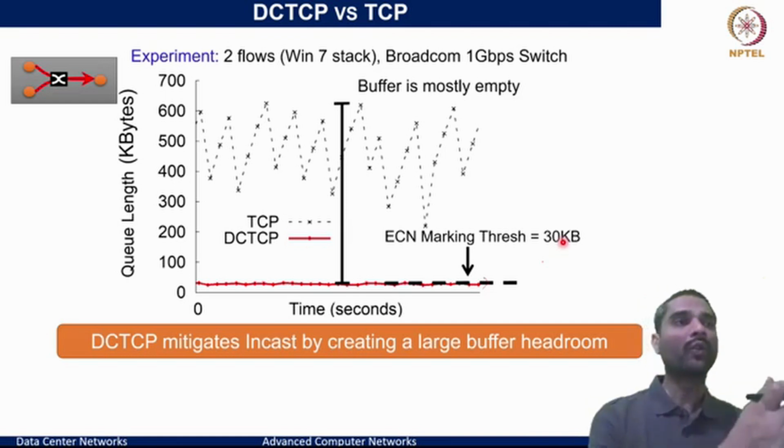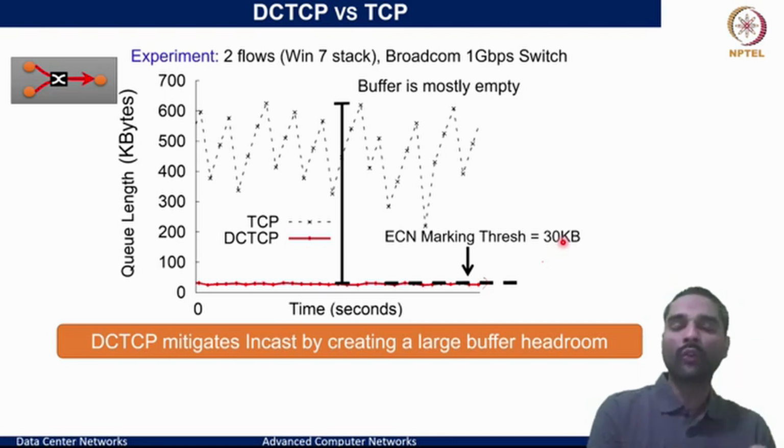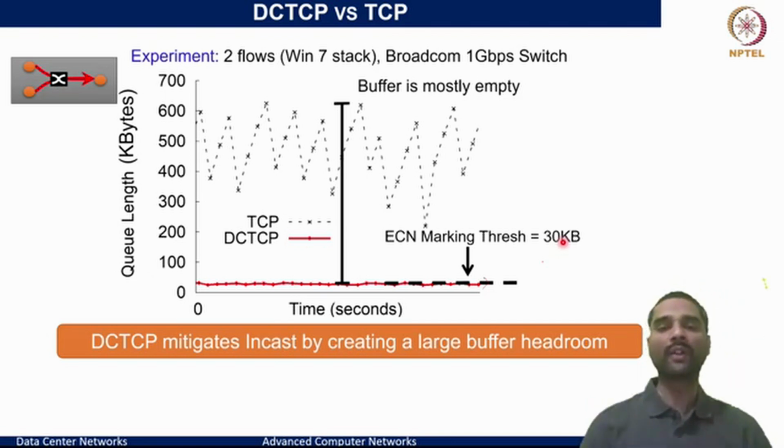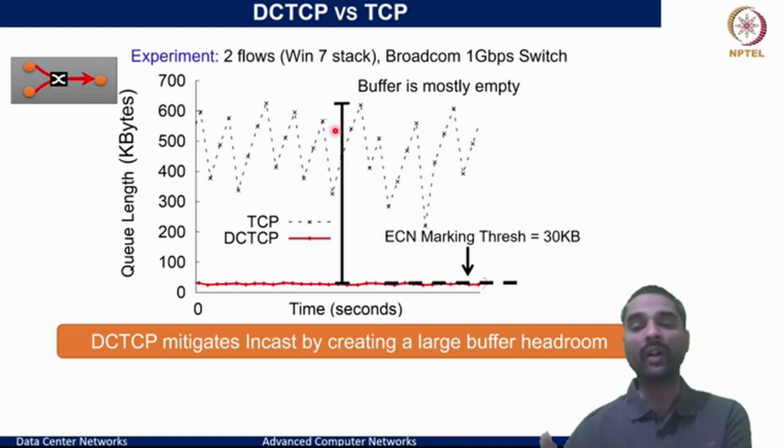And in a way, you are trying to keep the buffers empty to an extent that you are not overflowing any time and not conceiving any loss. And that's the most important aspect that we need to address or mitigate the incast problem. And thus, we can see that DC-TCP helps mitigate the incast problem by ensuring that we are creating a large headroom to accommodate the bursts.